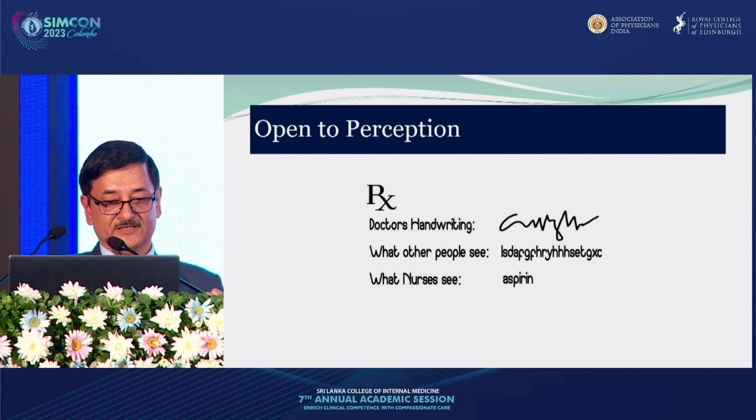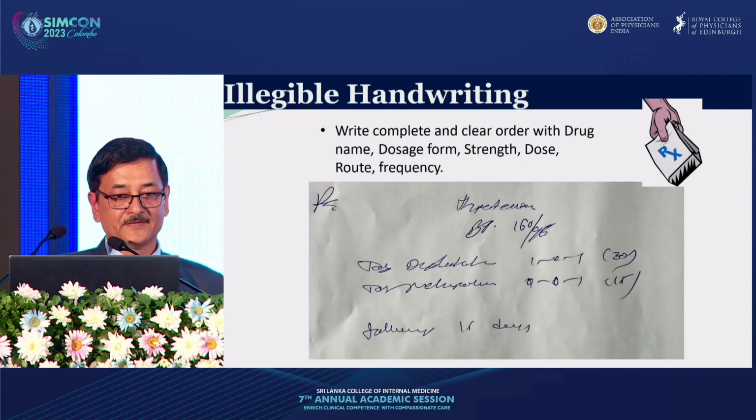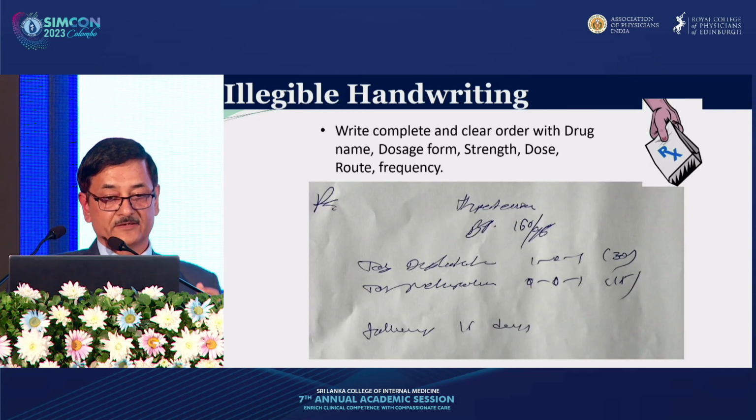This is what was written. Other people could not make anything out of this. But one person in the department, that is the nurse or the pharmacist, knows what the doctor has written. So that was an aspirin. So this is what it could be. Write a complete and clear order with drug name, dosage form, strength, dose, route, and frequency. It should be legible.